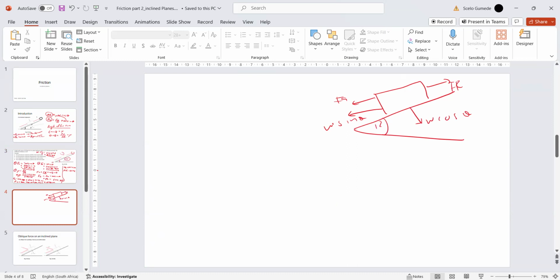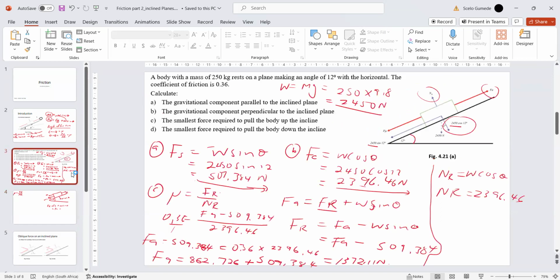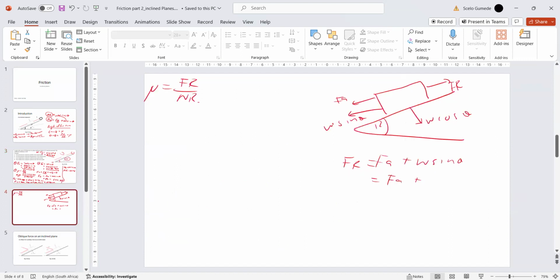So what's going to change is that, remember, we are looking for frictional force over normal reaction. So what is our frictional force here? Fr is the only one going up, which means it's equal to Fa plus W sine theta. Remember, W sine theta, the same calculation as before, gives 509.384.